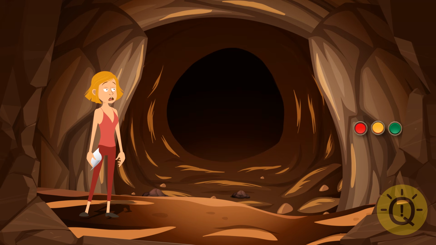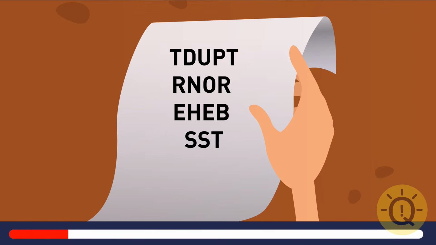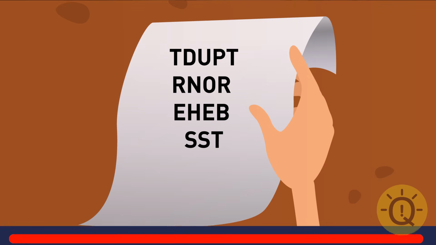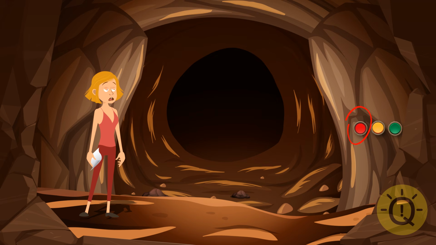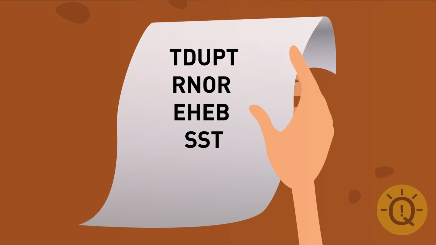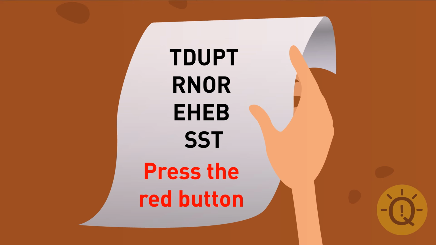She clicked one of the buttons and managed to open a door on the wall. Can you guess which button she chose? The red button. She unscrambled the words on the note and discovered it read, "Press the red button."